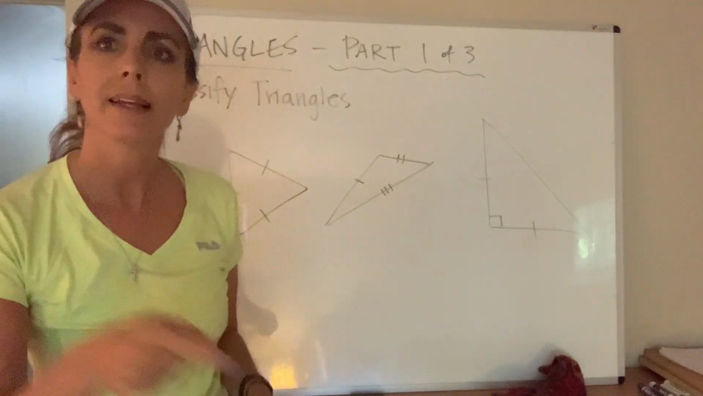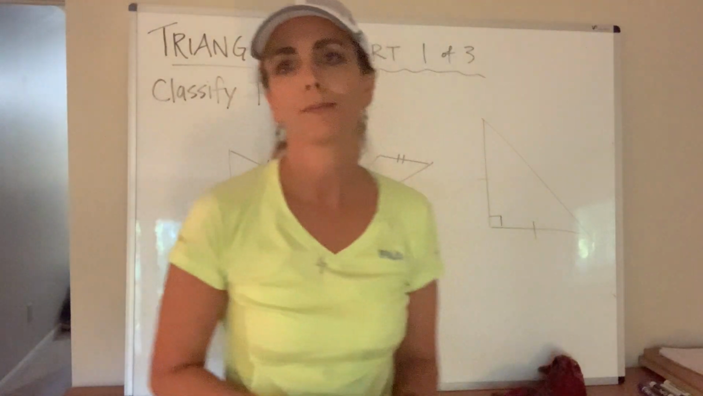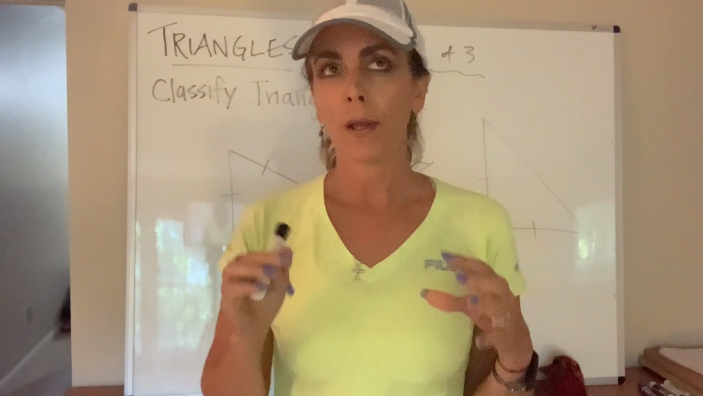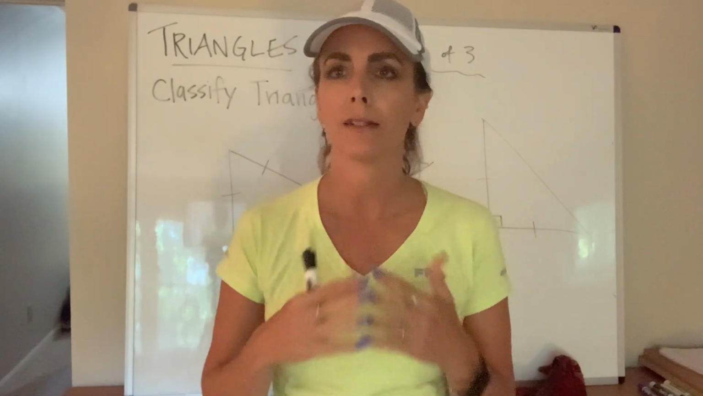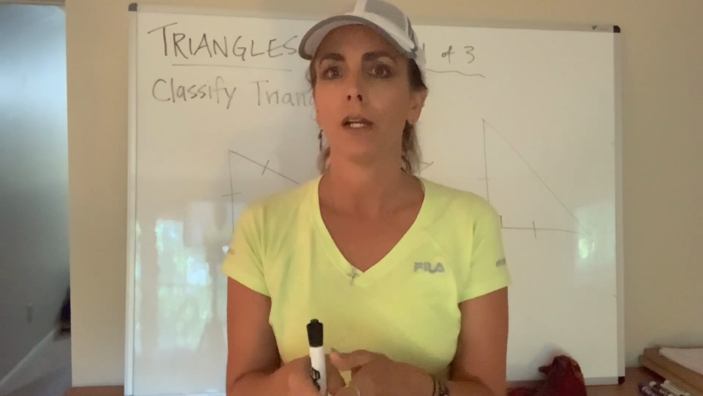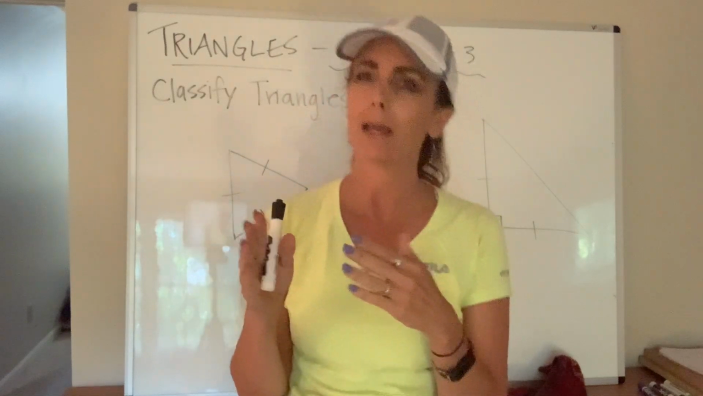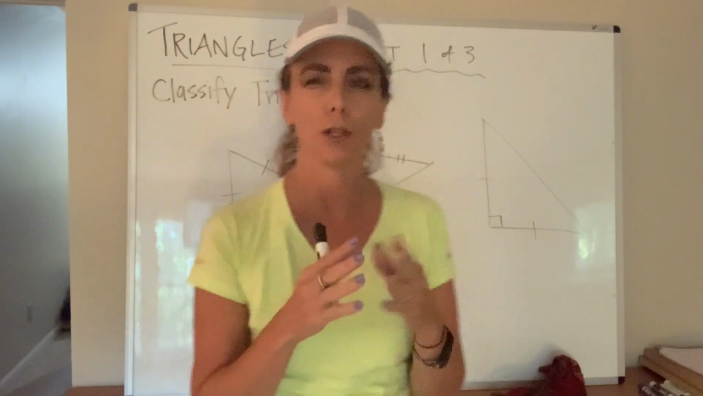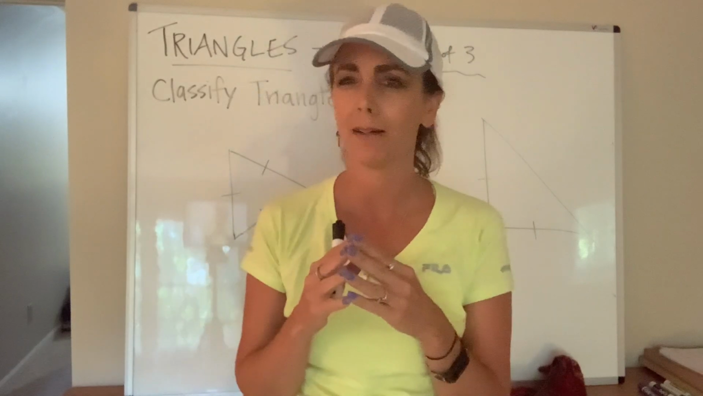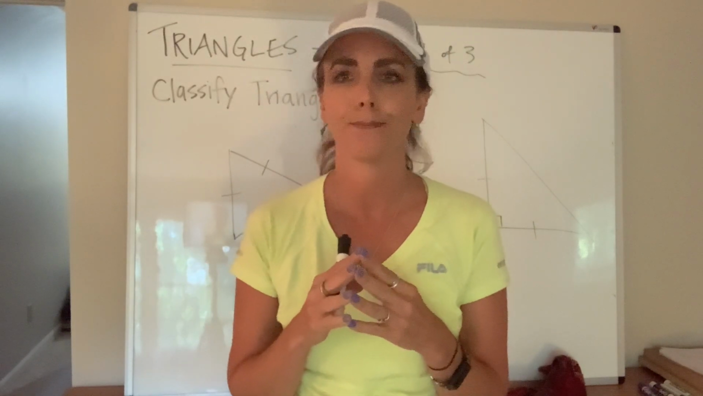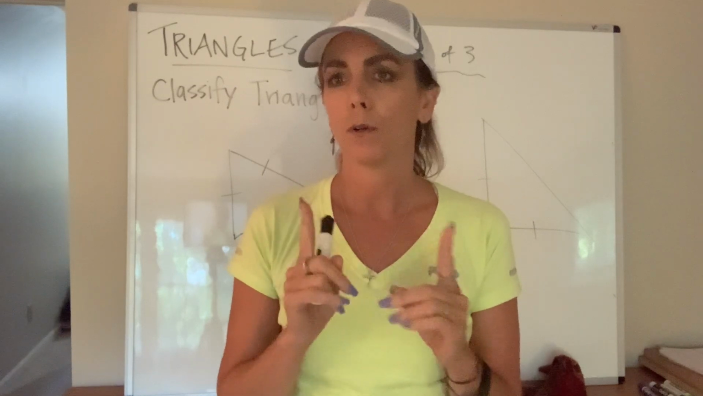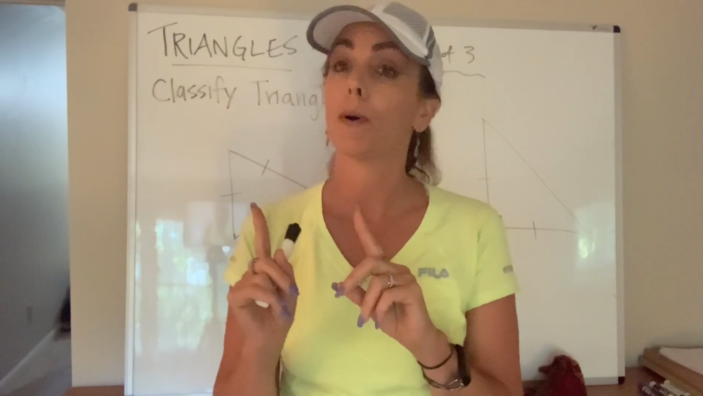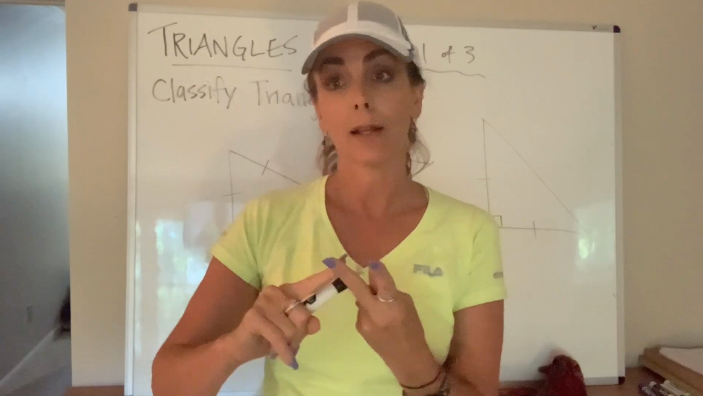Let's take a second and try a couple of examples. It's important that you don't assume anything that you can't derive from a drawing. So if a side looks like it might be congruent to another side, or an angle looks like it might be a right angle, unless it's marked that way, don't make the assumption. Let's take a look at these and classify them by both side and angle.